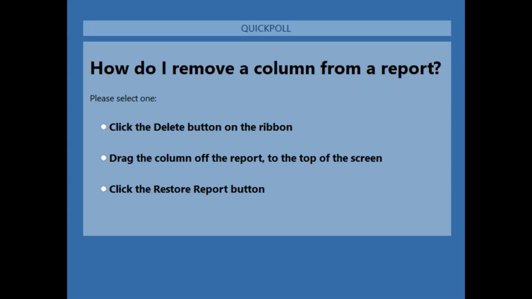So next one. So this is moving on to reports. So how do I remove a column from a report? Do I click the delete button on the ribbon? Do I drag the column off the report to the top of the screen, or do I click the restore report button? How do I remove a column?